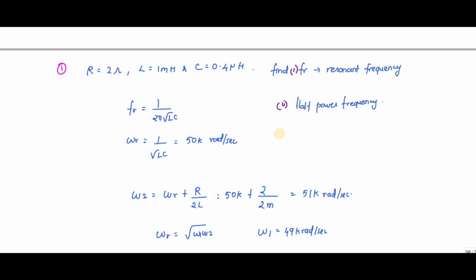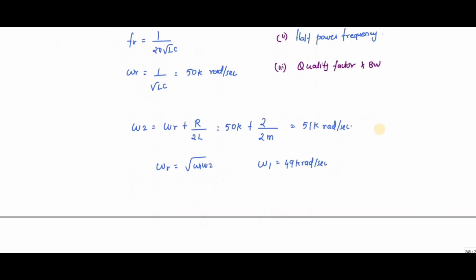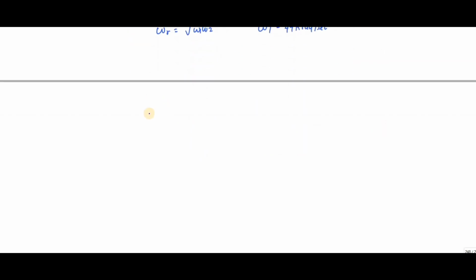And the third one is Q factor, quality factor. Quality factor and bandwidth they are asking. So we know that bandwidth is equal to R by L. R by L is nothing but 2 kilo radian per second. And what is Q factor? Q factor is equal to FR by bandwidth. Or otherwise I can write it as omega naught L divided by R.